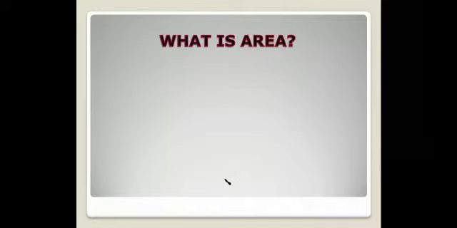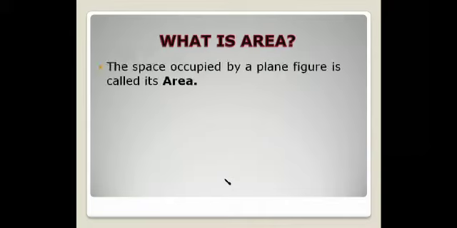Now next we'll move on to area. Now what is area? The space occupied by a plane figure is called area. Now for example, on a table you keep a book. So how much of place the book is occupying on the table, that is called as the area of the book. Okay. Now we'll further see what it is.